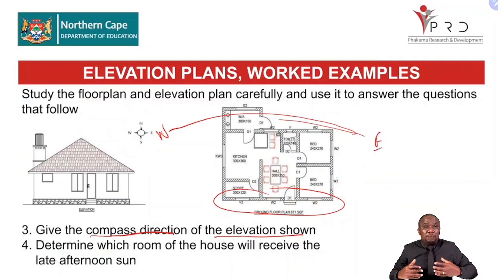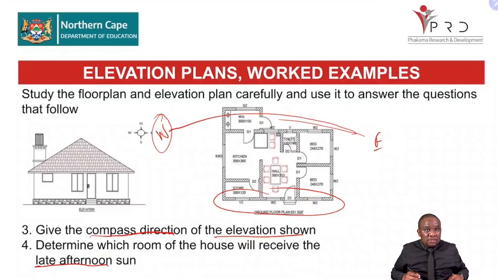That's why for your room to be warm, it must be facing northern side. But now we're talking about the late afternoon. That means now it's on the western side. So which room would be having sunlight? It is the kitchen there. And then the kitchen has a window also.